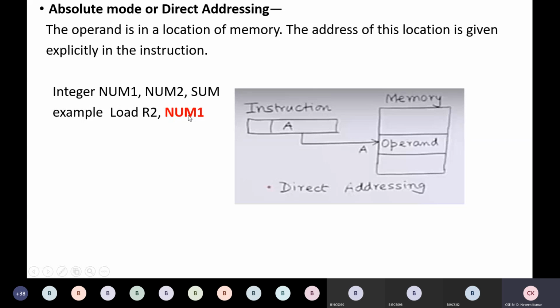So num1 is pointed to some location in main memory, and at that location we have some value, for example 5. So 5 is loaded into register R2. This one we call absolute or direct addressing, where the operand is pointing to a location in main memory.